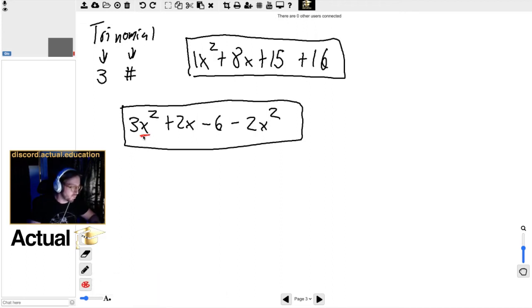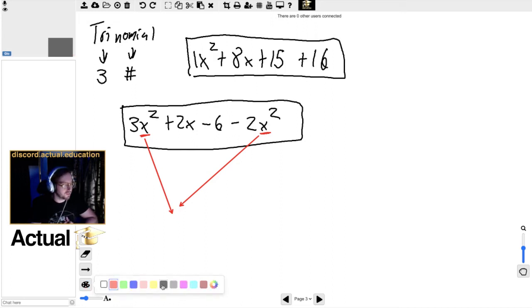So what that means is I subtract 2x squared from 3x squared. And it's x squared plus 2x minus 6. I'm drawing with arrows. X squared plus 2x minus 6. Good, man. That's literally what it is.